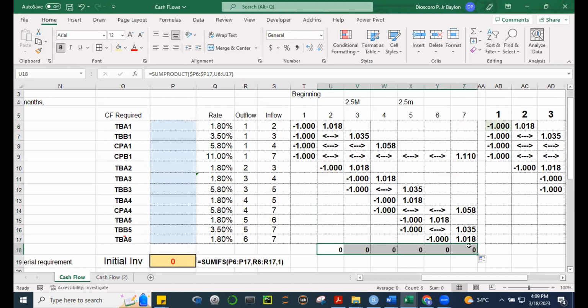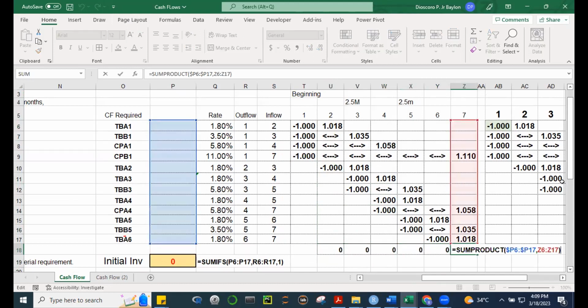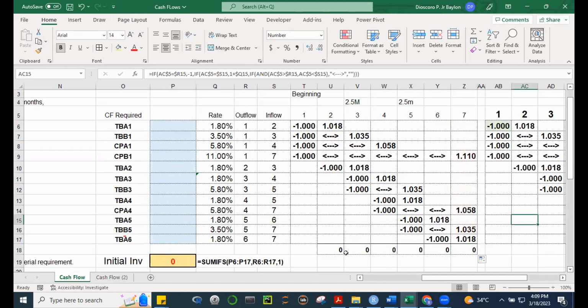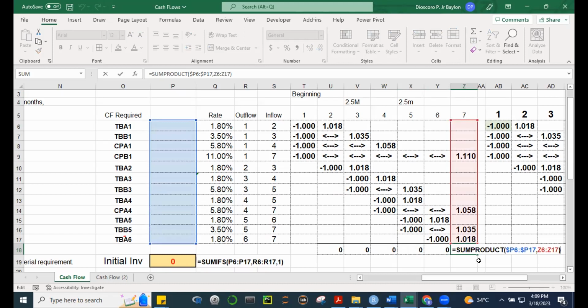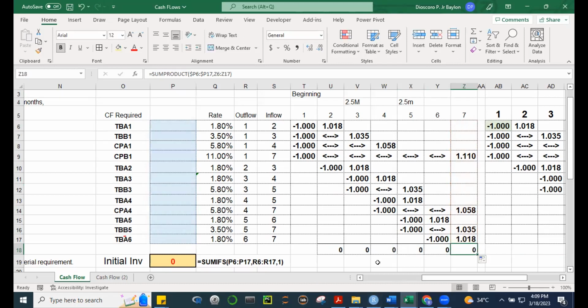Okay, then check, please. Check this. Okay, you have to check. Okay, your last cell here is the sum product of this one and this one. So that's correct. Okay, so make it a point when you copy formulas. Copy it to the right, then check. Did I get the formula at the last cell correct? Yeah, it's correct. Okay.